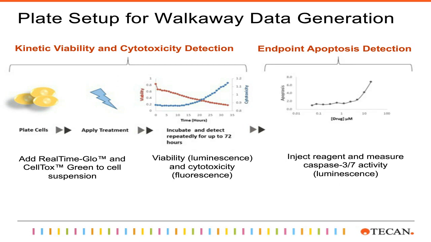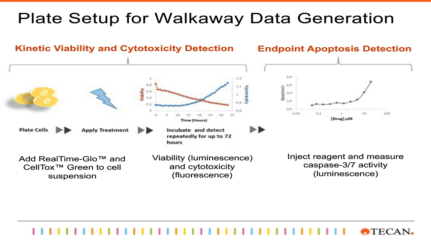So in the end, what we're looking to do is create a walkaway method of data generation. And what the slide here is showing you is basically the workflow that you would encounter if you were developing this application on your Spark reader. So the first thing that you would do is you'd plate your cells. And again, at the time of cell plating, you add your real-time glow and your cell tox green to your cell suspension. So those assays are already taken into account and added with your cells.